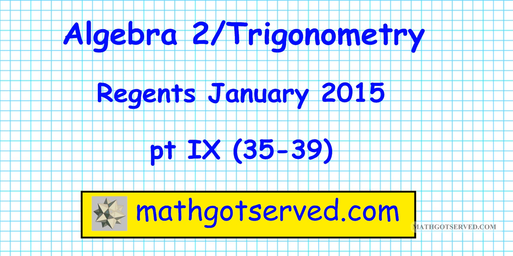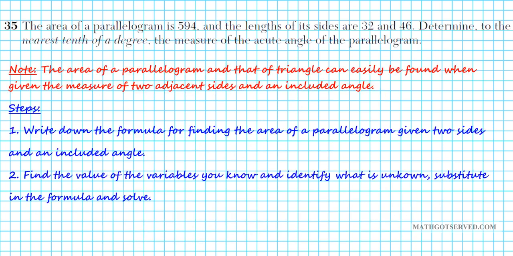In this clip, we're going to be going over problems 35 through 39 of the Algebra 2 Trigonometry Regents exam for the year 2015, and this is January 2015. All right, let's take a look at problem 35. It reads, the area of a parallelogram is 594, and the lengths of its sides are 32 and 46. Determine to the nearest tenth of a degree the measure of the acute angle of the parallelogram.